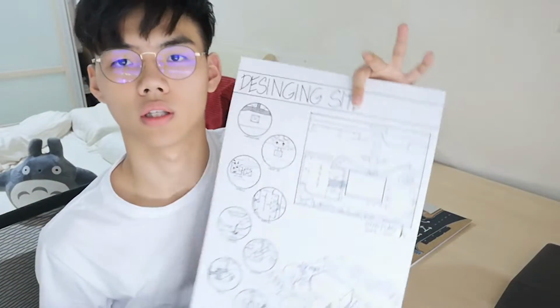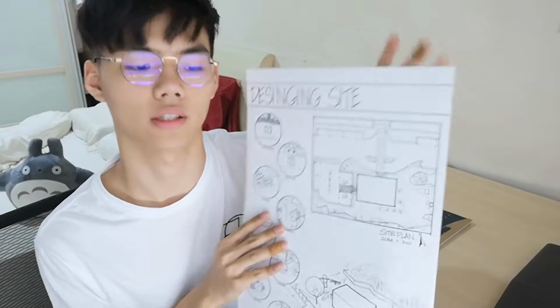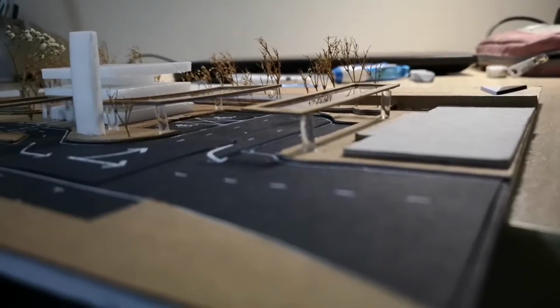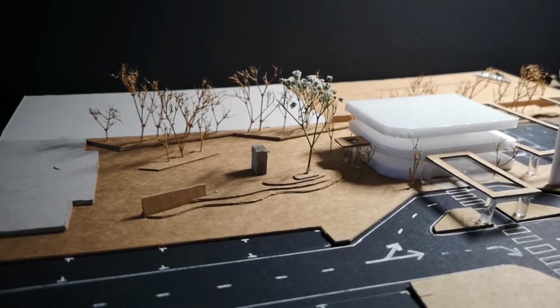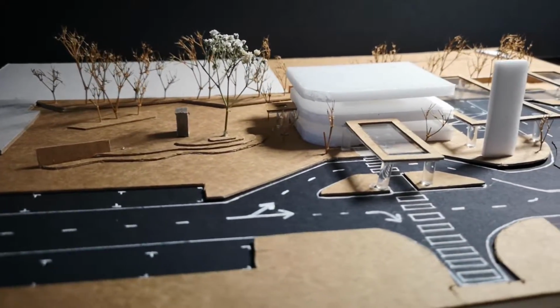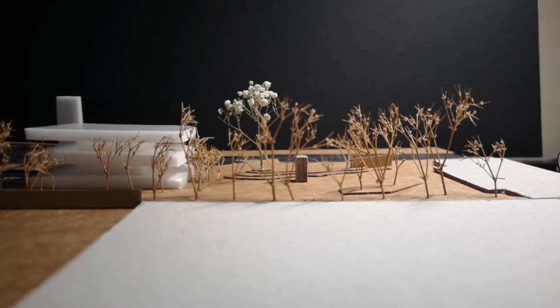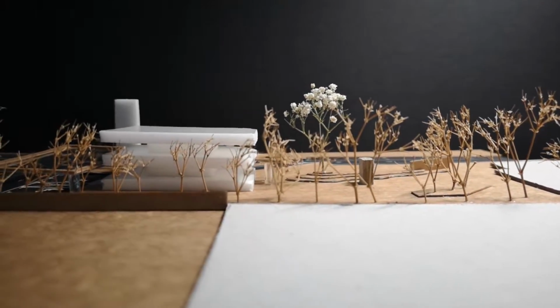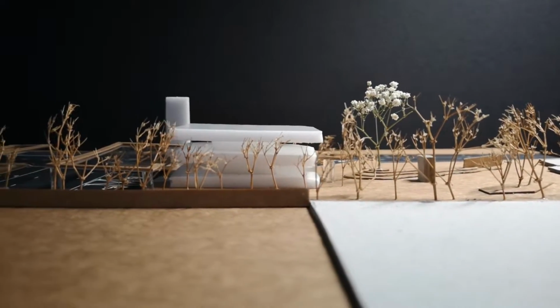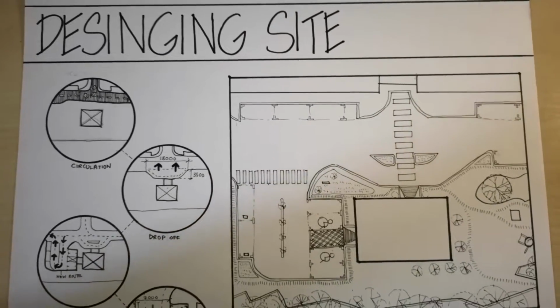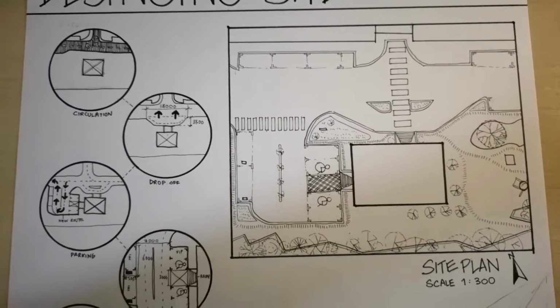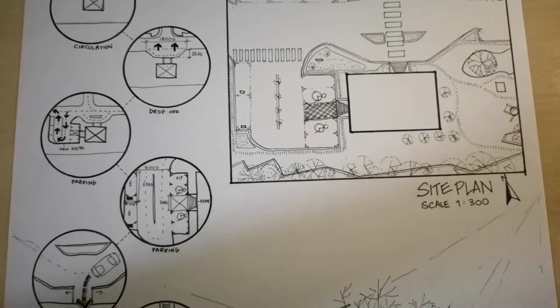Over here I have my site model and my presentation board for the site planning. So let's get started. This assignment is about site design, mainly for the approach of vehicles and people, and for that I've done my site response. In my presentation board, I have 8 different diagrams showing how I deal with each of the site considerations, starting from the circulation until vegetation.